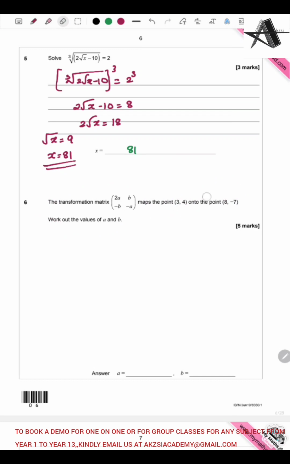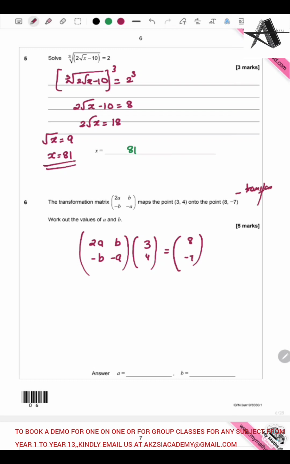So the transformation matrix and the original point, again I'm repeating, you have to multiply them together. So the transformation matrix [2a, b; negative b, a] multiplied by the original point that you have to transform, (3, 4), equals the transformed point. The transformed point is (8, -7). This is the transformed point, this is the original, and this is the transformation matrix.